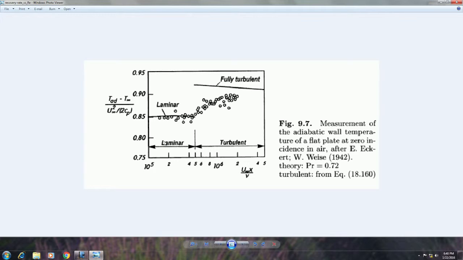So it is from this plot that you can see that, and this is, like I said, the measurement of the adiabatic wall temperature of a flat plate at zero incidence in air, after Eckert and Weiss, 1942. And in theory the Prandtl number is 0.72. So it agrees well for that.